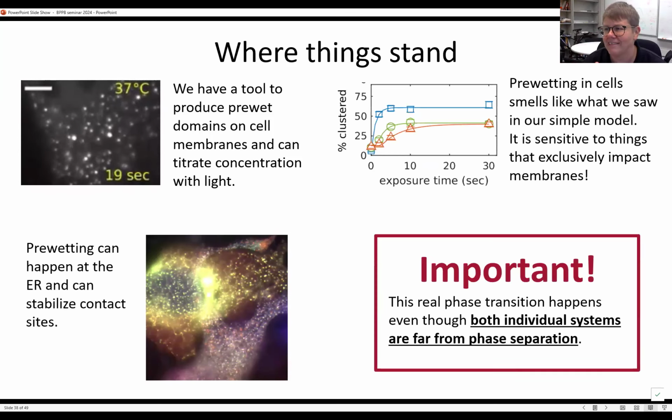And the important thing, I think this is the real big important take-home message, is that this real phase transition happens even though both of these systems are really far from their individual phase transitions, right? The plasma membrane is not undergoing any phase transition anywhere close. These condensates aren't undergoing their phase transition anywhere close. Yet together, we see this really interesting structure.